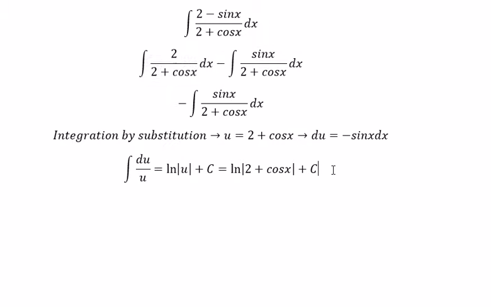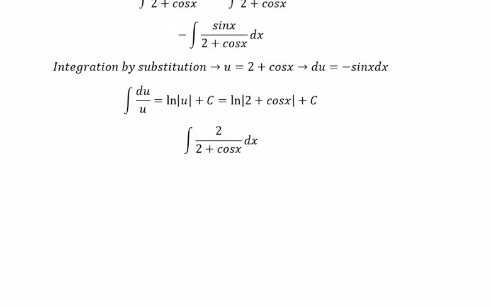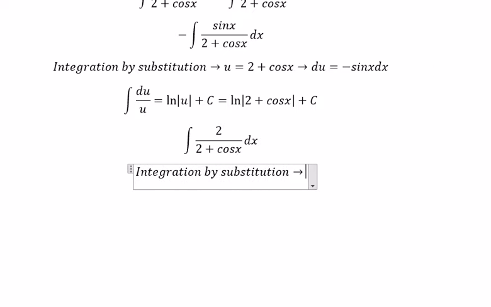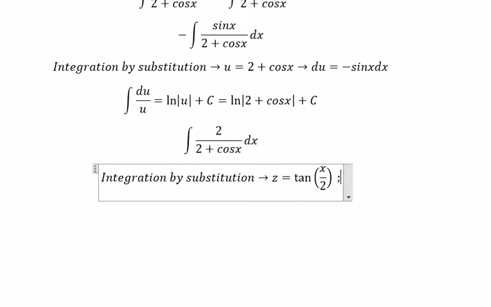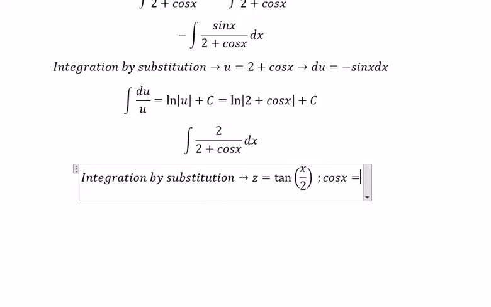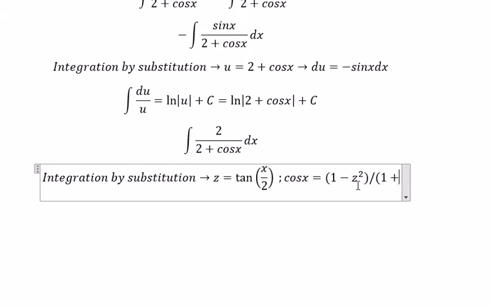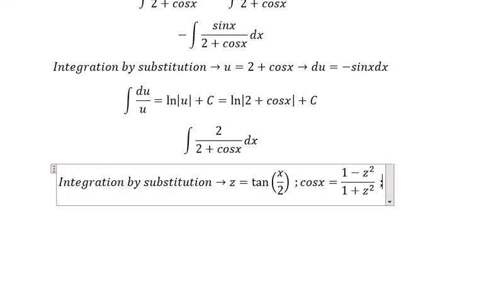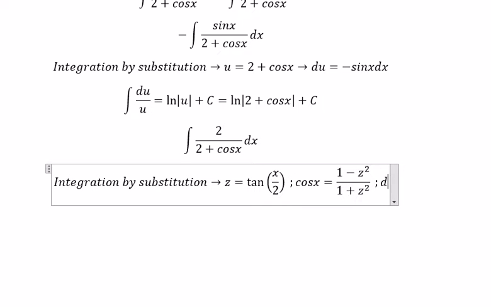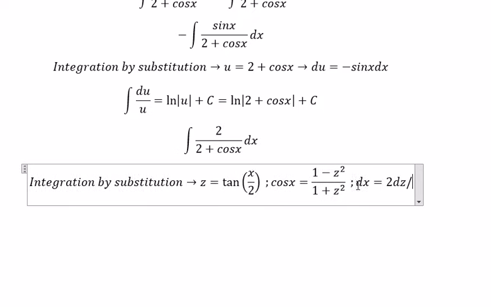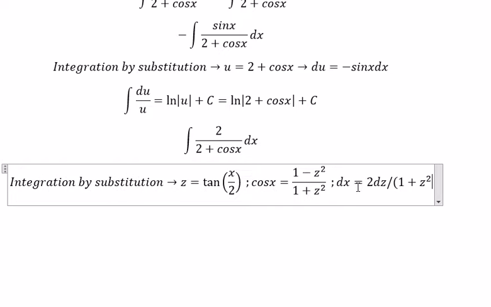The second one, we can use integration by substitution. So we let z equal tan of x over 2, and we have cosine x equal to 1 minus z square over 1 plus z square. So we get dx equal to 2 dz over 1 plus z square in here.